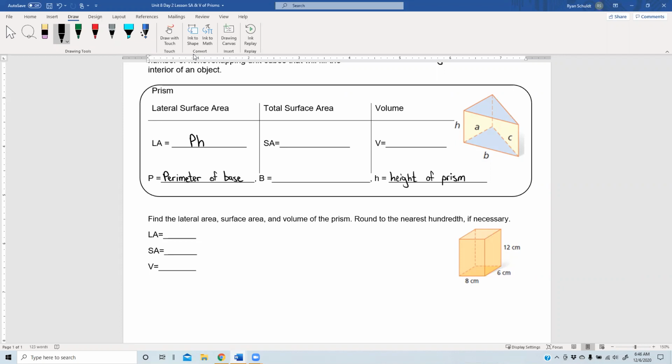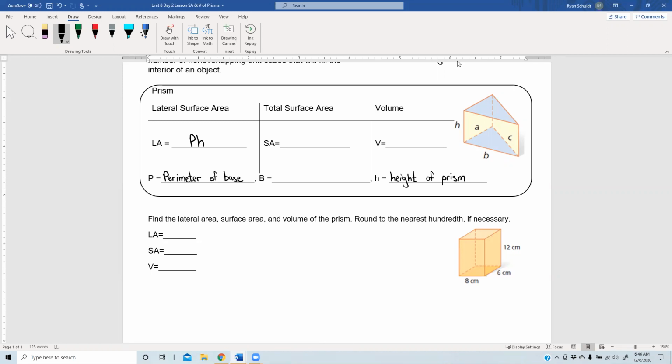And this height is not always going to be the same as the height of your base. So this H is different than the H on your base. See, if we look at the picture, this H isn't even in the base. The bases are these blue triangles here. That H isn't even part of it. So H in our case stands for the height of the prism, not the base.